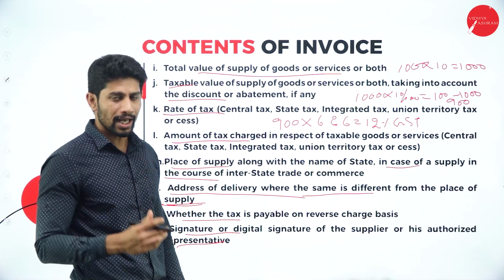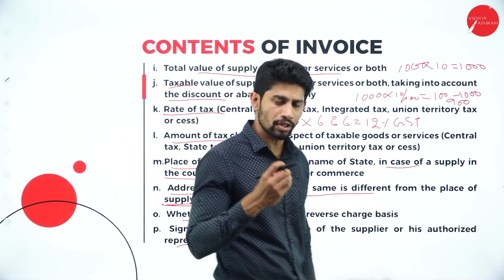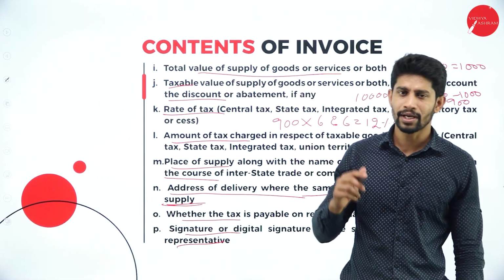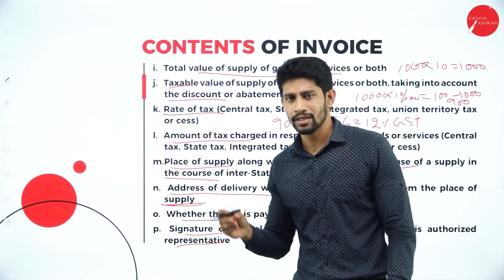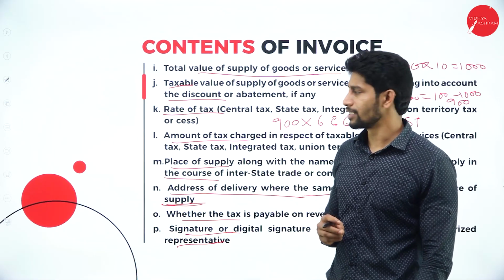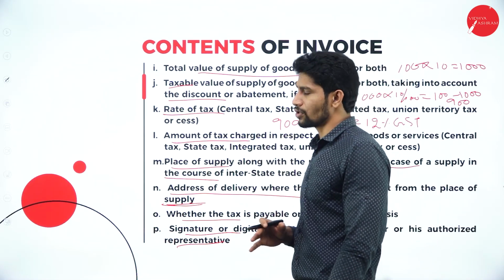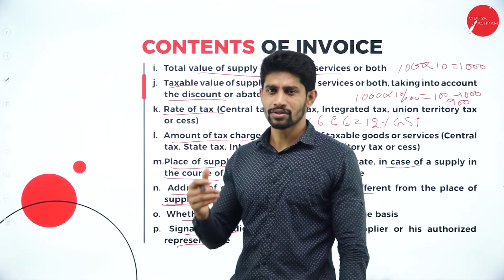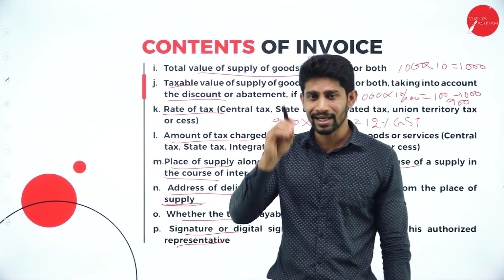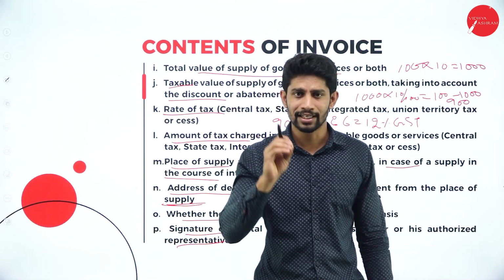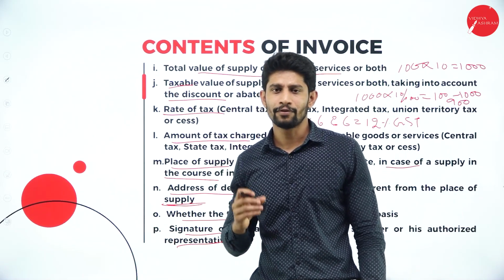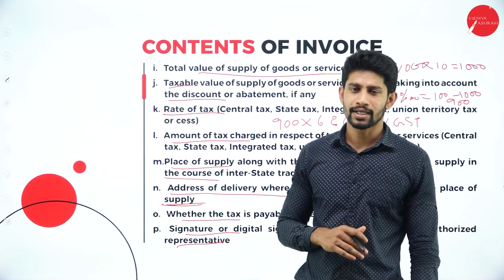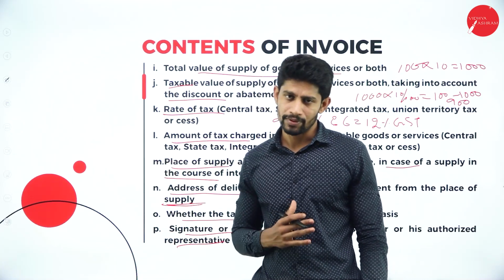So here in the tax invoice, at the last, the supplier is supposed to sign, whether a digital signature or a normal signature, that should be there in the tax invoice. So these are all the contents of a tax invoice, and all this information is supposed to be there in a valid tax invoice. Only then is that invoice considered for claiming the input tax credit or for any other purposes.